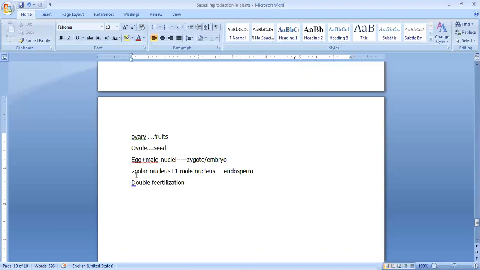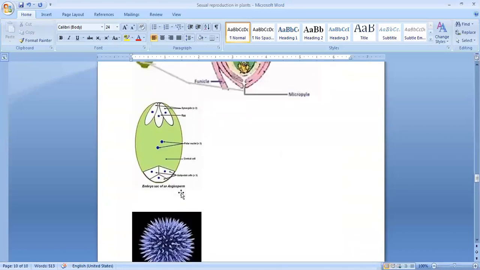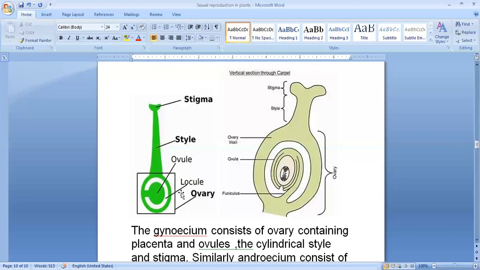As well as that, two polar nuclei being fused with one male nucleus, this process is also called triple fusion. So this type of question has been asked: what is double fertilization or what is triple fusion? So these are the results of fertilization. So we have completed how reproduction takes place in flowering plants, that is, angiosperms.